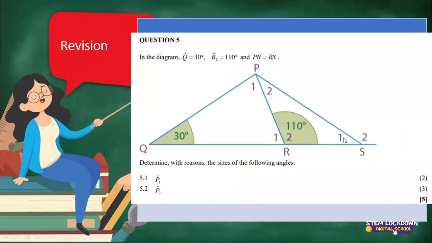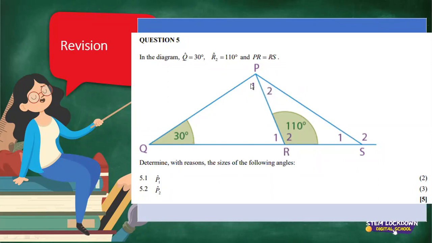But we have to find P1. How do we get P1? Because our S1 is 35, and P2 is 35, don't forget. Then there is 30 degrees. Angle Q, angle S1, and this whole angle P must also give us 180. That's another triangle. So there's 30, there's 35, and there's 35.